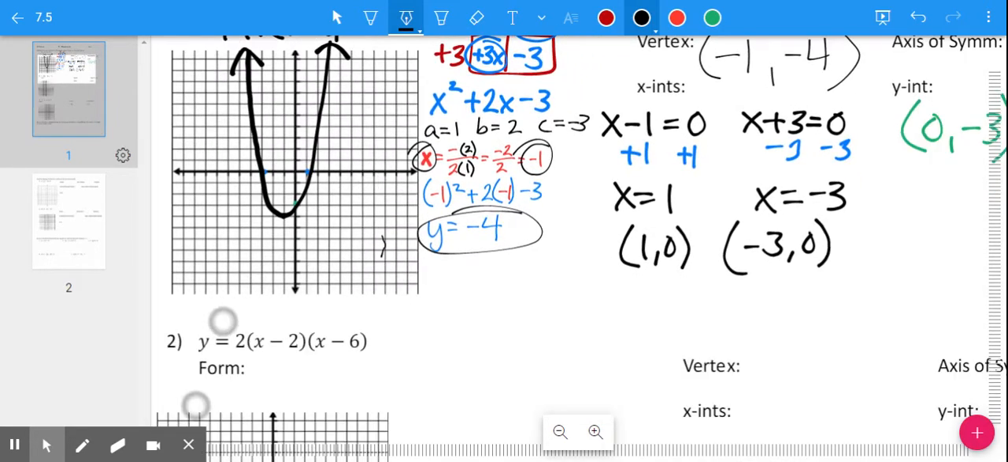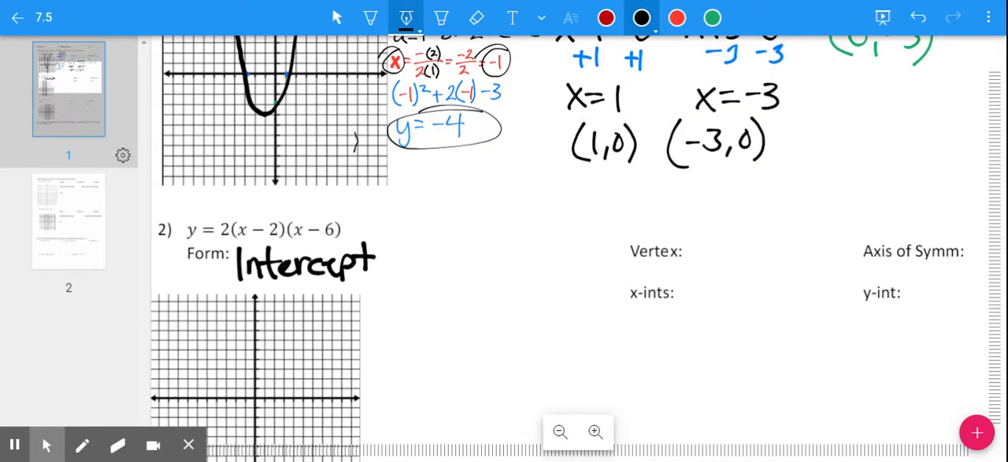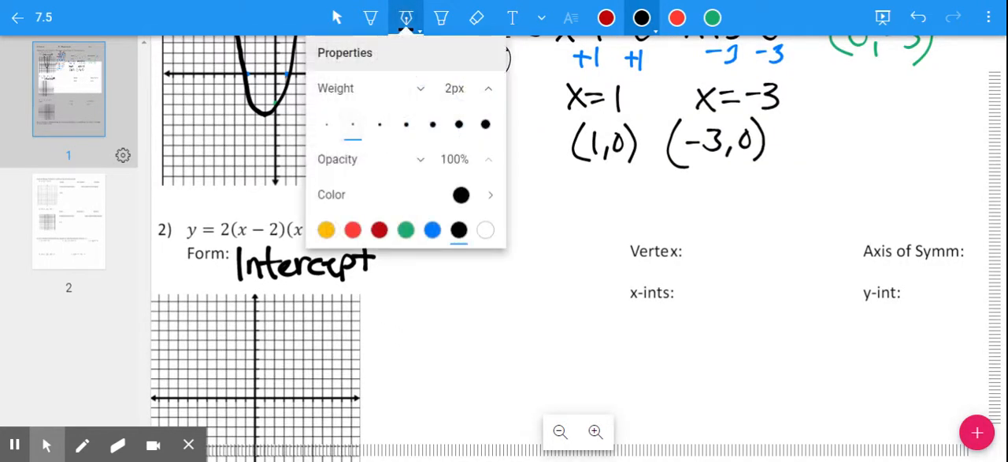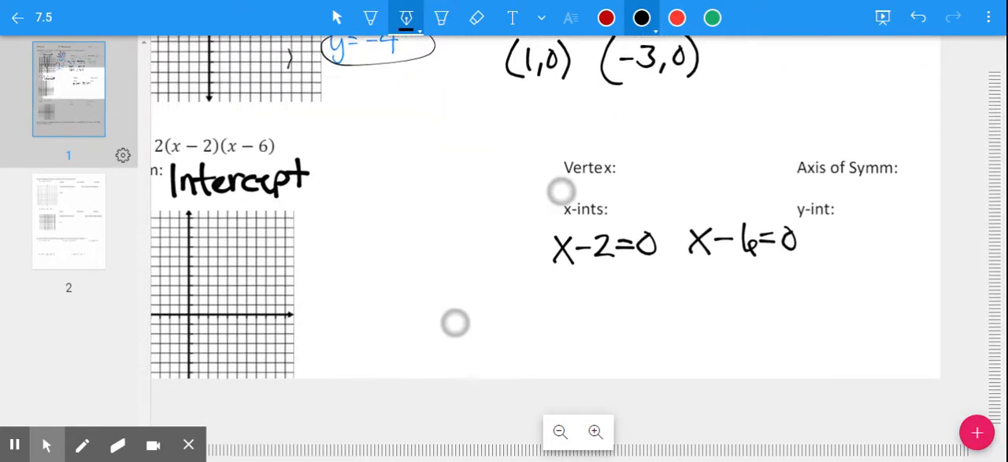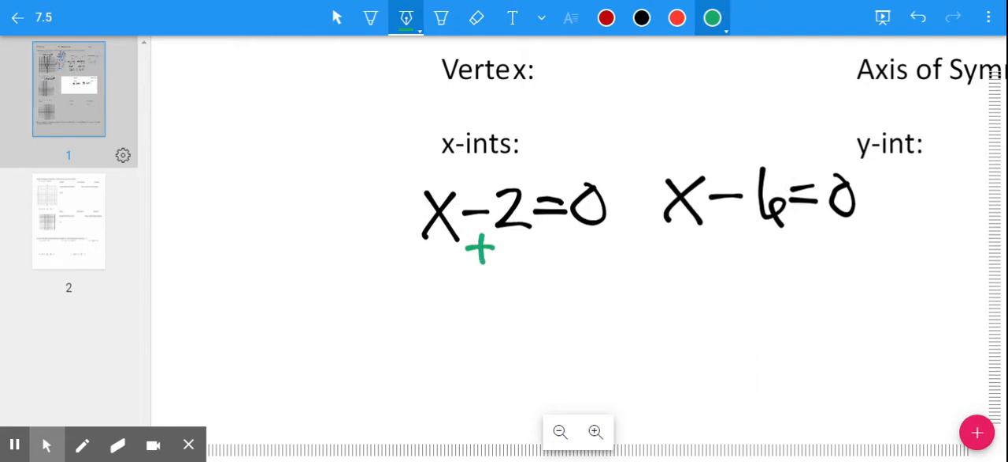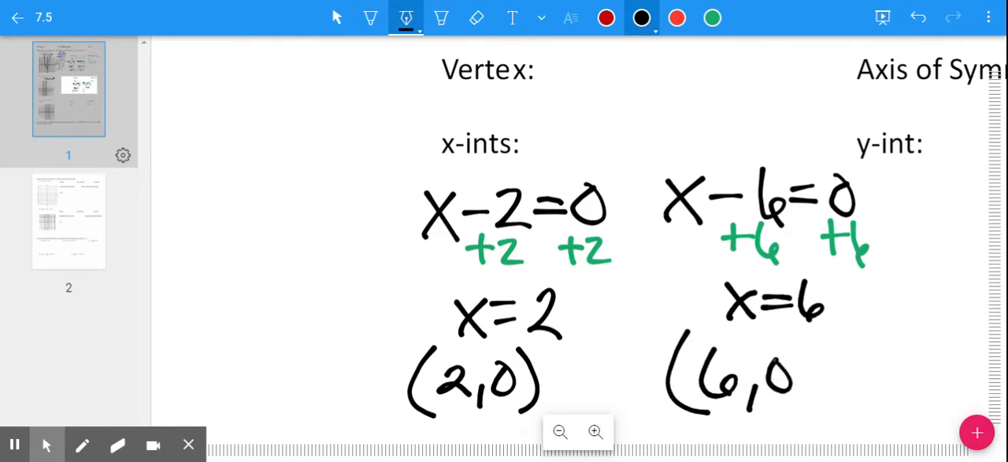So the next one is very similar. It is also in intercept form. So we can jump down and place both binomials equal to 0 and solve for our x-intercept. So we have x minus 2 equals 0 and x minus 6 equals 0. So to solve that first one, we have plus 2, and x equals 2. So our x-intercept is 2, 0. And on the other, we plus 6. We're left with x equals 6. So your other x-intercept is 6, 0.